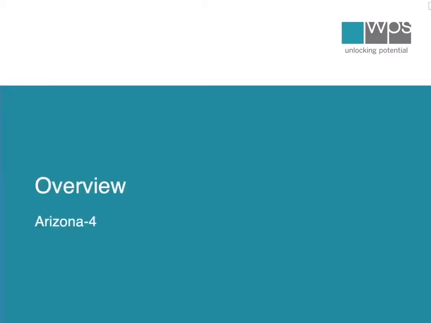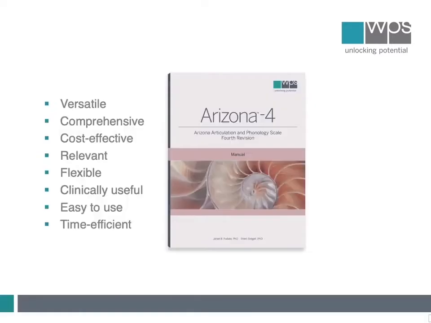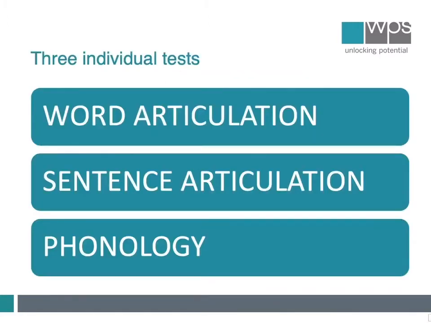Now let's do a quick overview of the Arizona 4. The Arizona 4 is versatile, comprehensive, cost-effective, relevant, flexible, clinically useful, easy to use, and time efficient. The Arizona 4 is 3 individual tests in one. It includes word articulation, sentence articulation, and phonology. The phonology test is one of the new revisions in the Arizona 4 assessment. Some other revisions include a new normative sample, modified scoring system, and updated artwork.